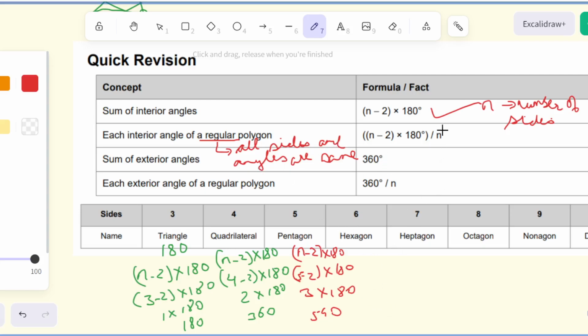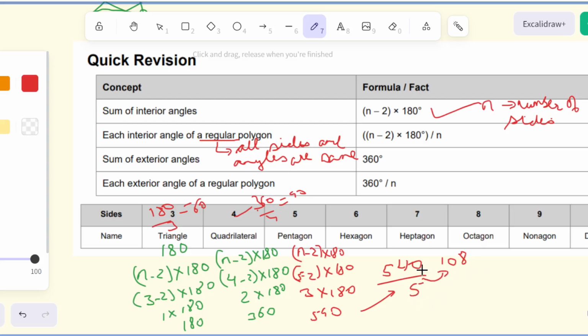So if you want to find what each angle will be equal to, simple, divide that by the number of sides. So for a pentagon, it will be 540 divided by 5. For a quadrilateral, it will be 360 divided by 4, and that's how you get 90. Same for the triangle, 180 divided by 3, you get 60, right? So each angle will be equal to 60 if it is a regular triangle. And same here, it will be 108 for a pentagon.